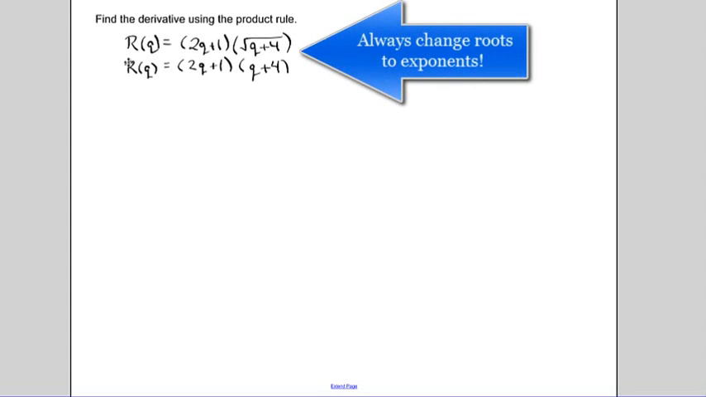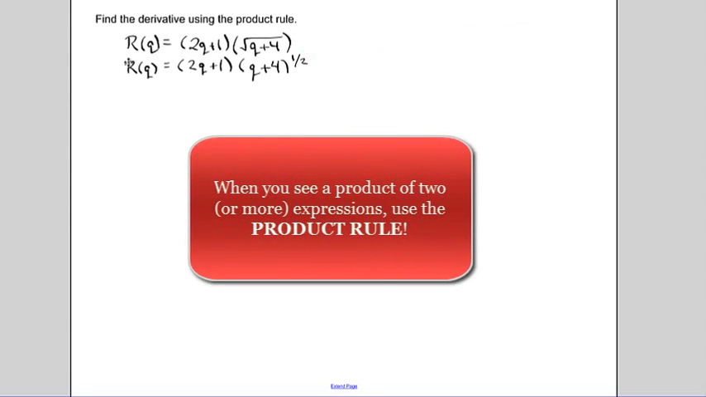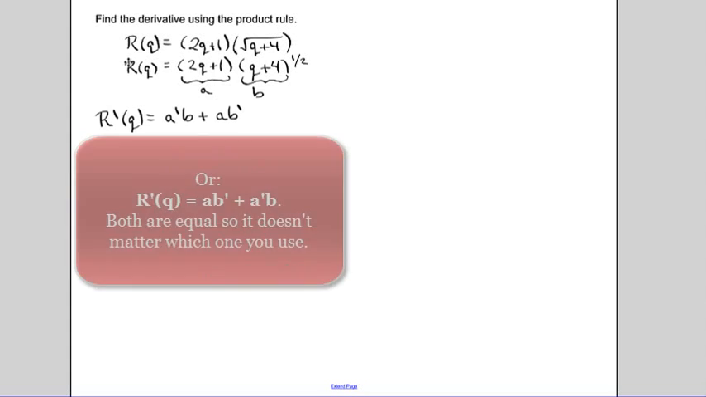That square root we can rewrite as q plus 4 all to the half. When you have roots, it's better to write it as an exponent. Now we have a product of two brackets. Let's call the first bracket A, and we'll call the second bracket B. Then r prime of q, the derivative of r of q, is given by the formula a prime b plus a b prime.